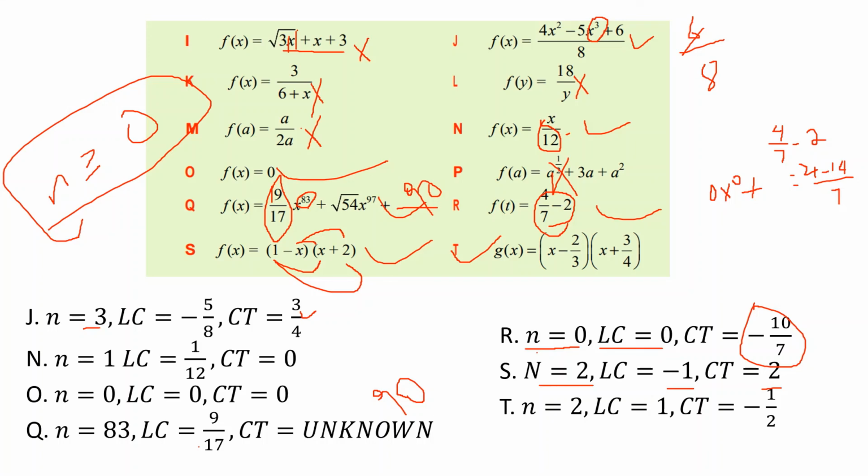And come to T, in a similar way, x times x, so n is 2, we get x squared, and the leading coefficient is 1, because x times x will give us 1, and the constant term is minus 3 by 2 times 3 by 4, which is minus 1, so 3 can be cancelled by 3, and you can get minus 1 by 2 as the correct answer.